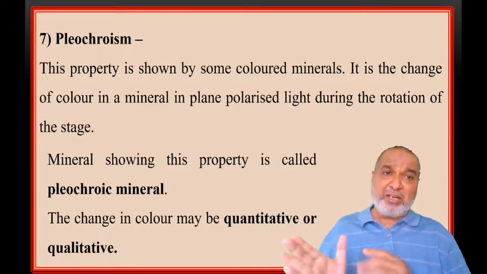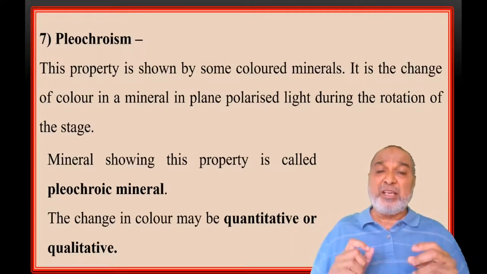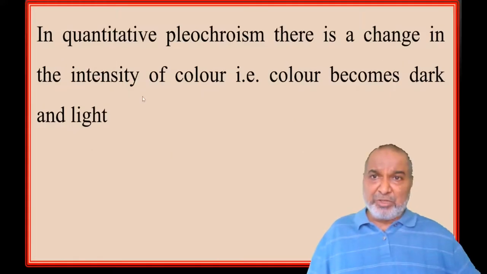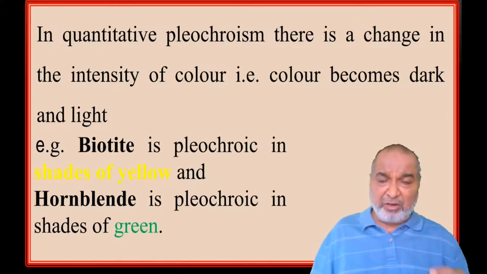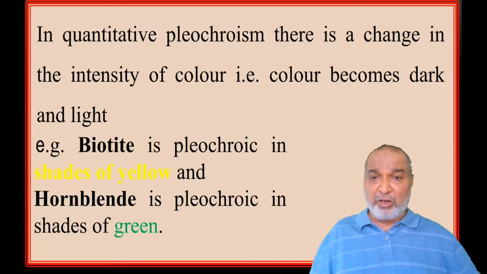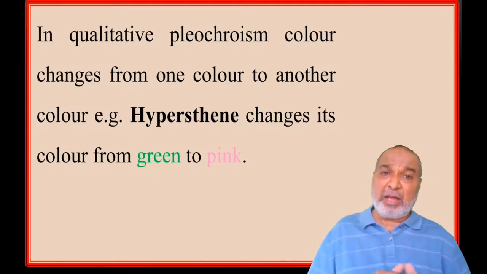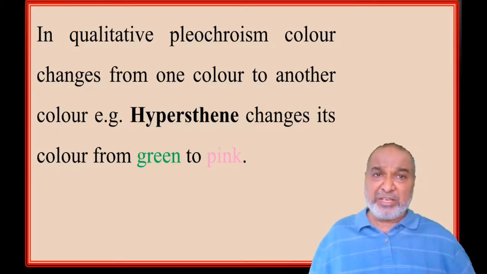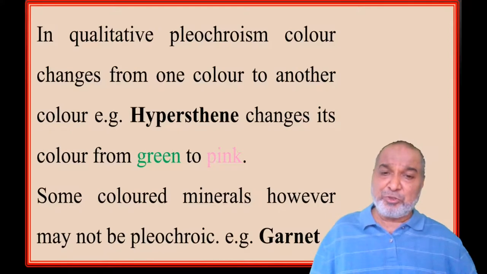And from one color to another color, if there is a change, then it is called qualitative pleochroism. I have shown you these definitions. Quantitative: biotite shows shades of yellow color, whereas hornblende shows shades of green color. And qualitative: hypersthene is the best example, which is green to pink. It changes there. And a colored mineral like garnet would not show any change.